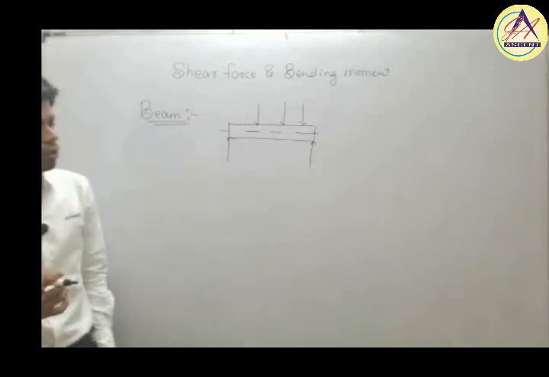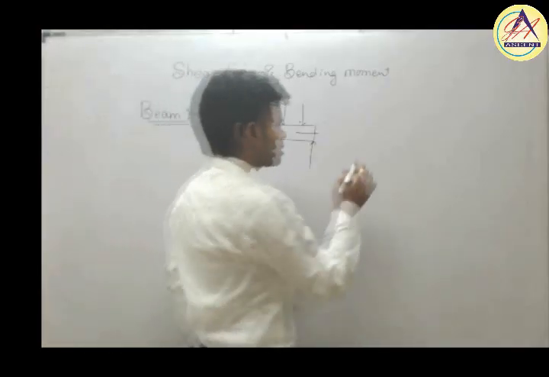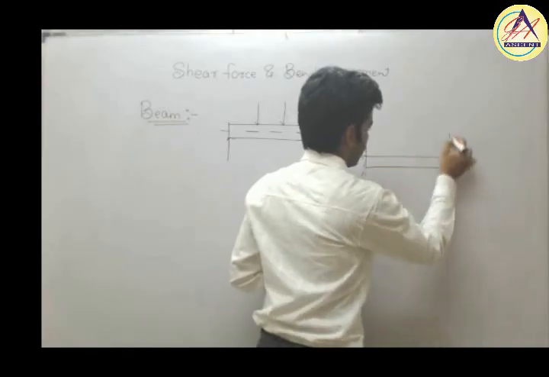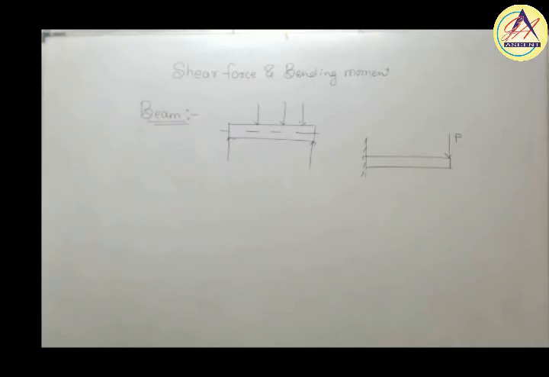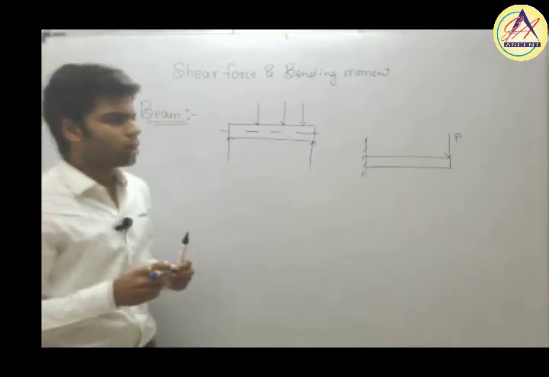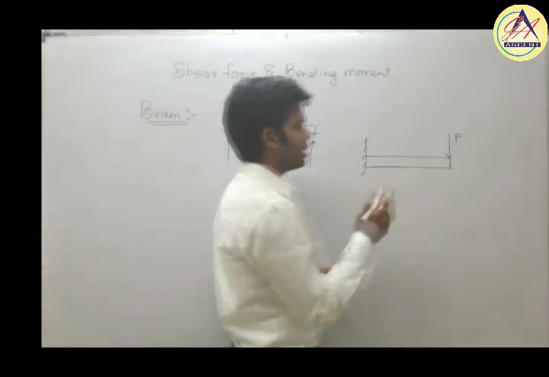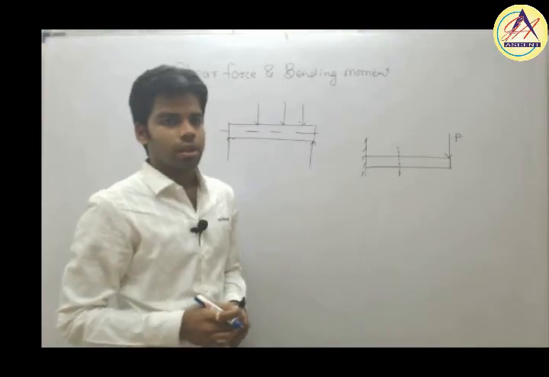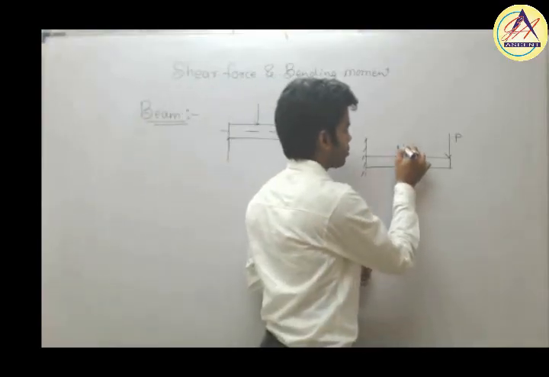Now the question arises, what actually is shear force and bending moment? To understand this clearly, suppose we have a cantilever beam and a load is applied on this beam. Suppose load P is applied at the end of this beam. Now what is the effect of this load on this beam? To understand the effect, let us suppose we cut the section here, and to get the effect at this section, let us apply equal and opposite force P in this section.